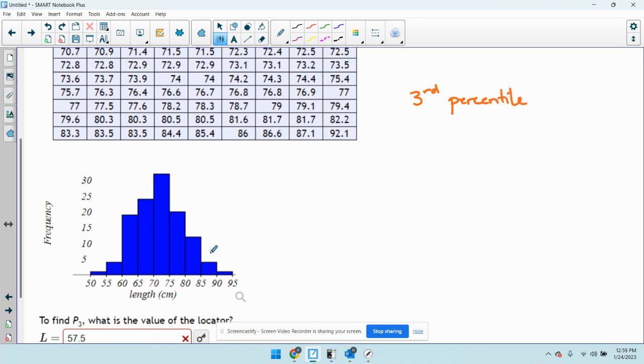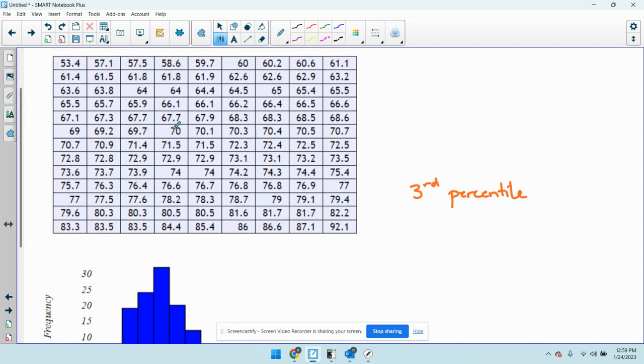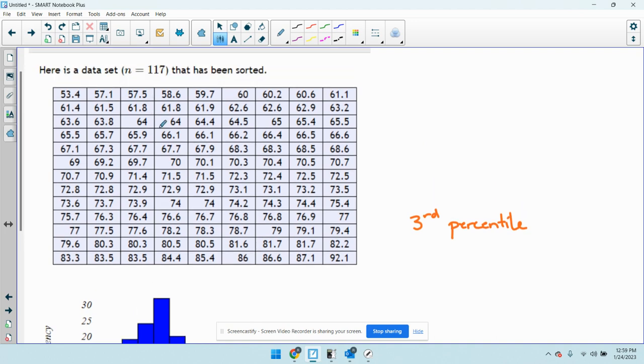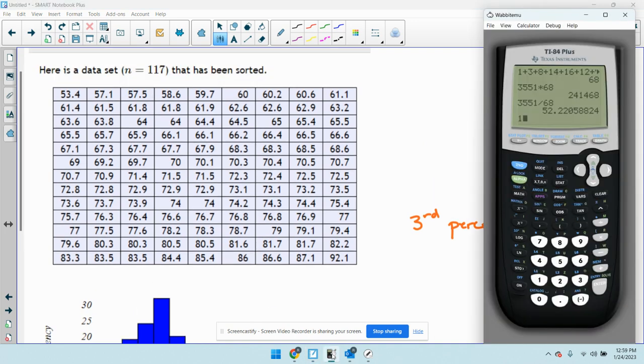So that's the value that cuts off the bottom 3%. So I have to figure out how many of these boxes make up 3% of the data. Well, there's 117 boxes. If I multiply that by 3%, I get 3.51. So whatever you get, it's safe to assume you round up to make sure that you actually cut off the bottom 3%. So we're going to round this up to the next whole number, which would be 4.